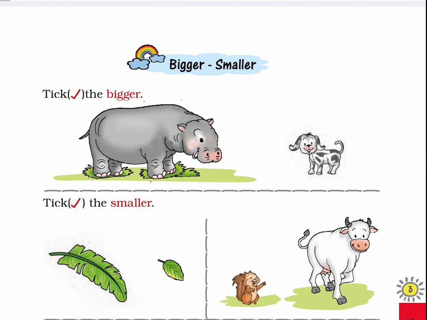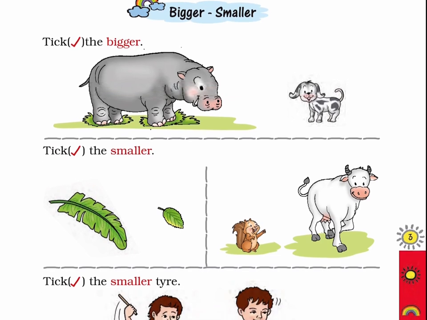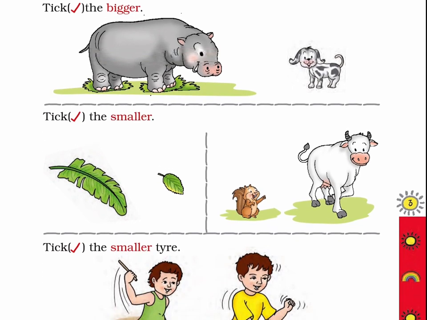Animal 1. Hippopotamus. Hippopotamus is a very big animal with small, thick legs. Animal 2. Dog. Dog is a pet animal and its size may be smaller or bigger than you. Animal 3. Squirrel. Squirrel squeaks like this.